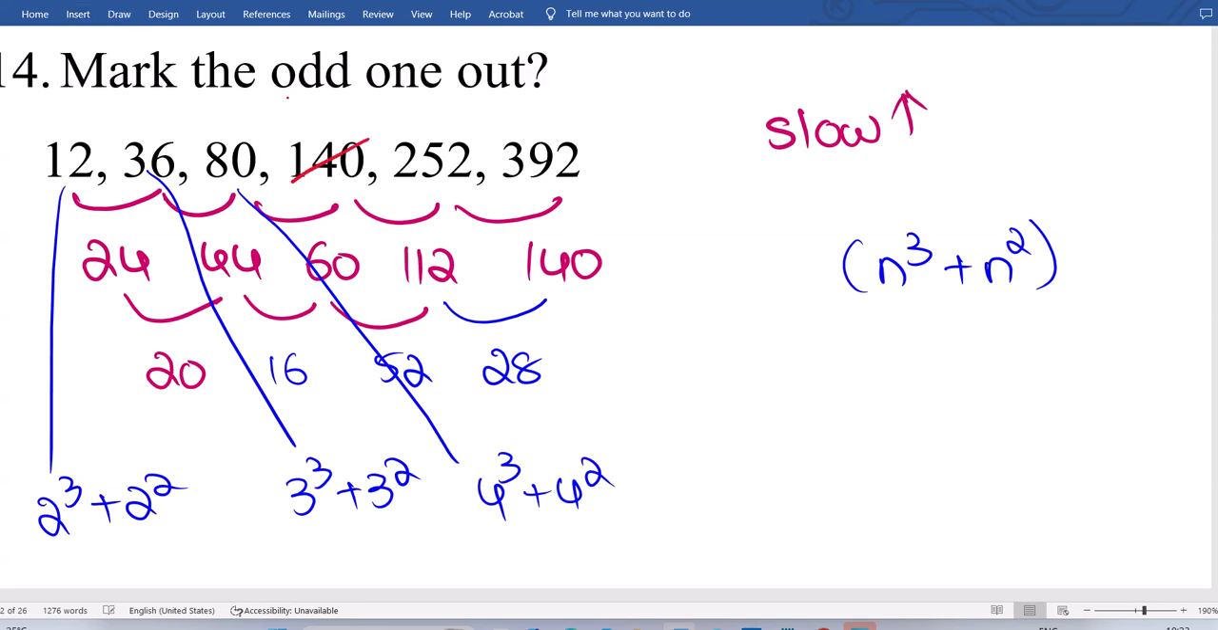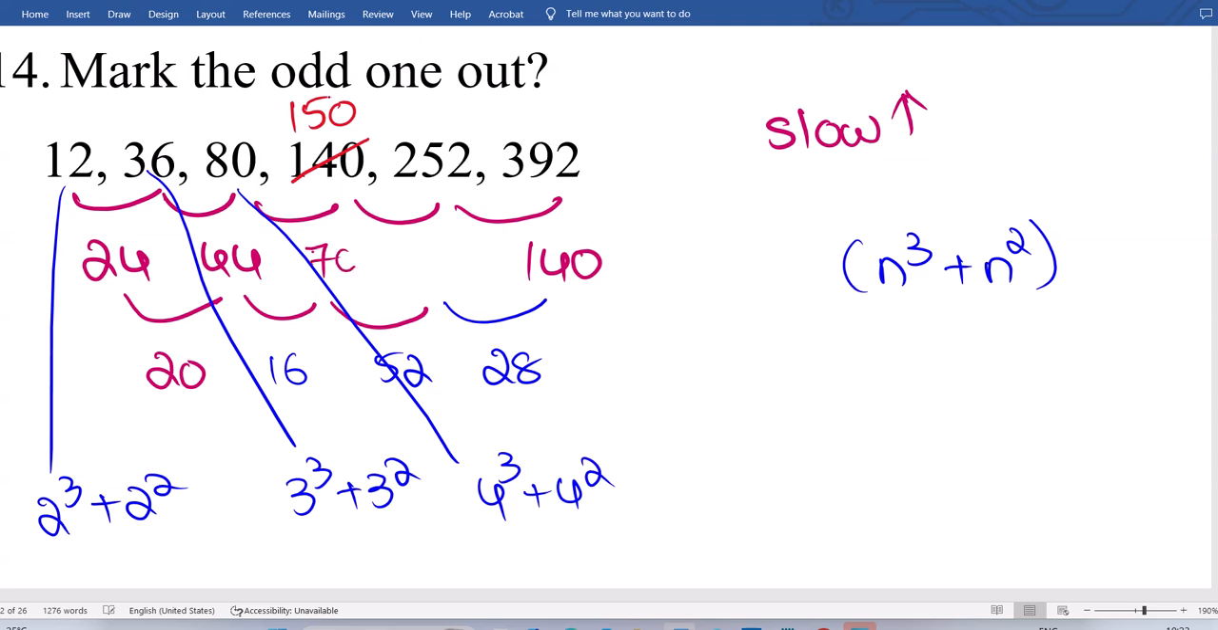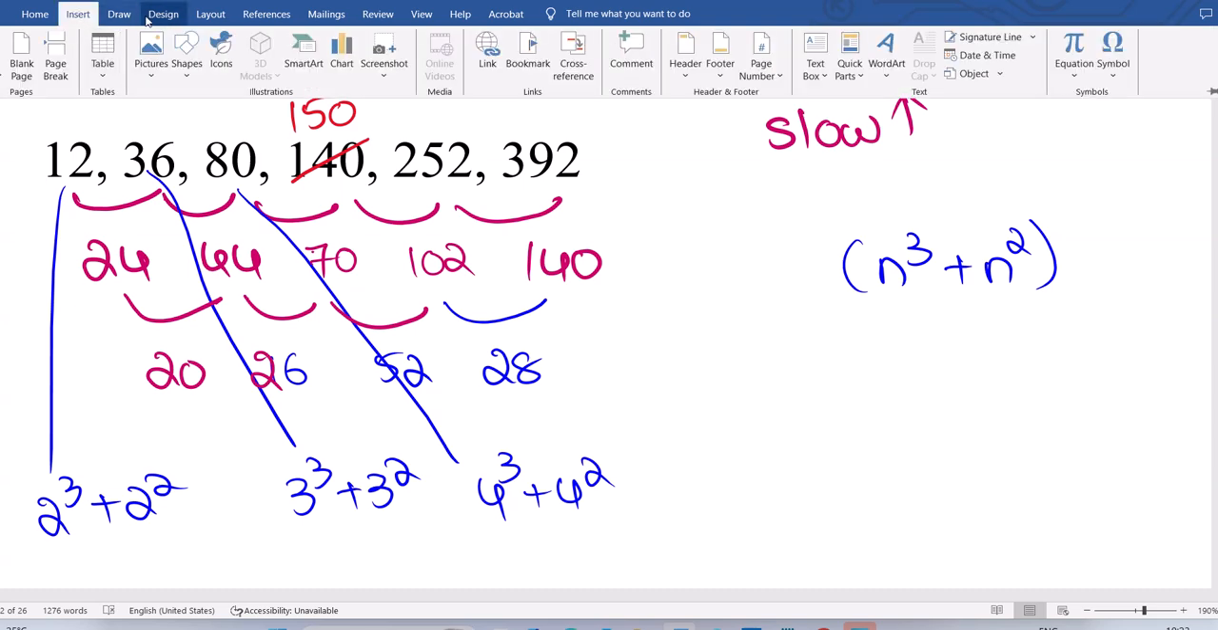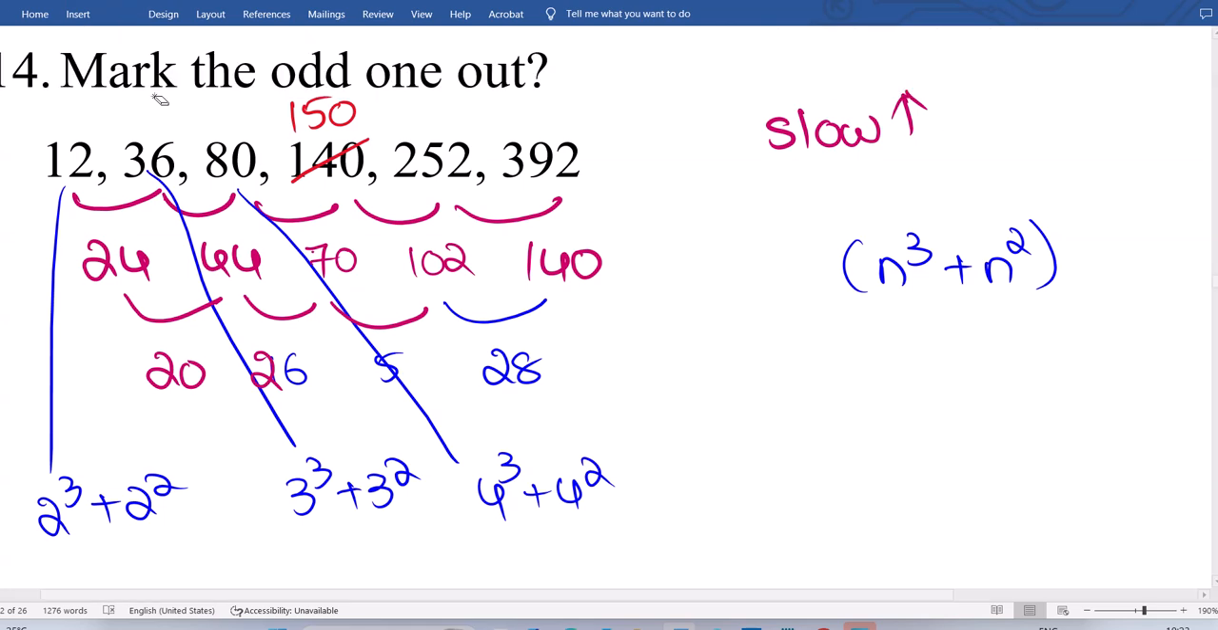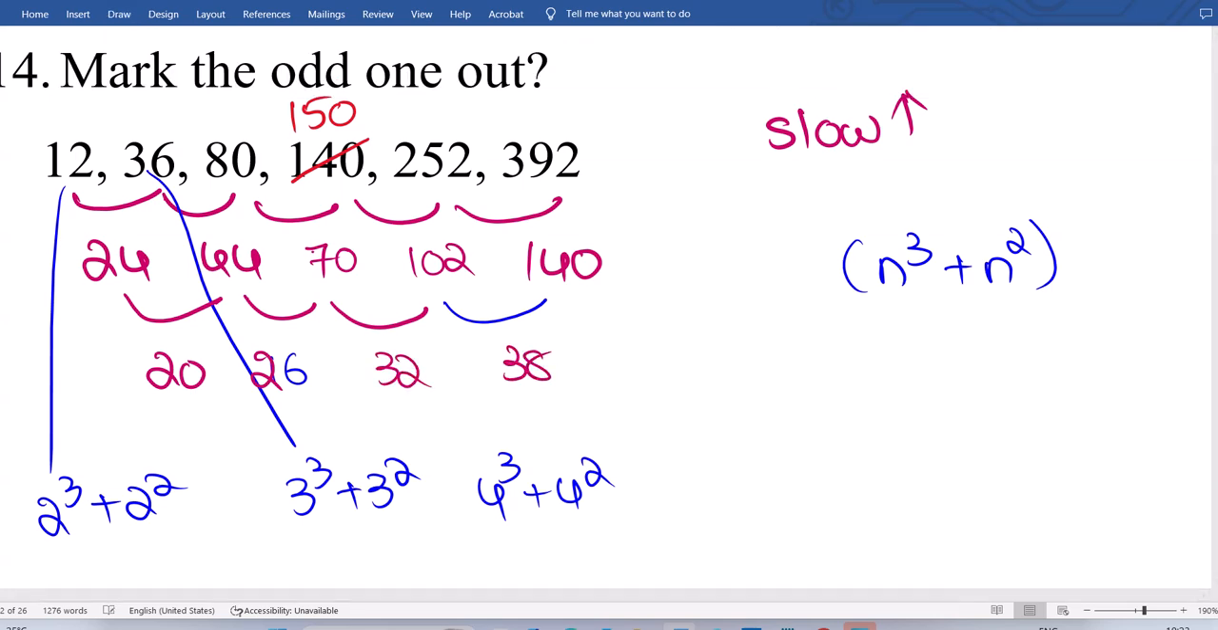This should be 150. The wrong term is 140. If it is 150, then you take the difference between the numbers and understand the logic: 70, then 102 means 26 increasing, then 32, then 38. The differences internally are a gap of 6. Set right: 20 plus 6 is 26, 26 plus 6 is 32, 32 plus 6 is 38.